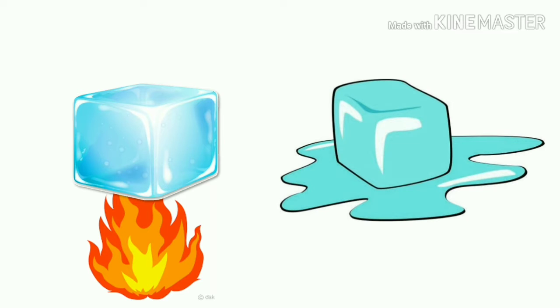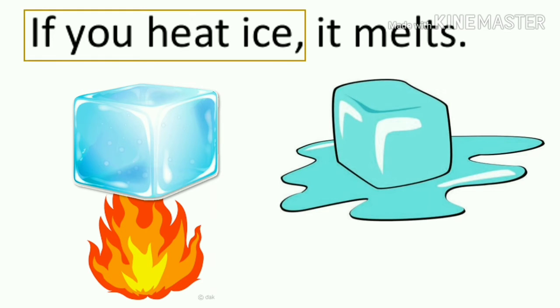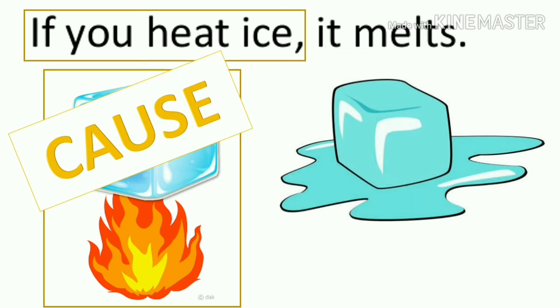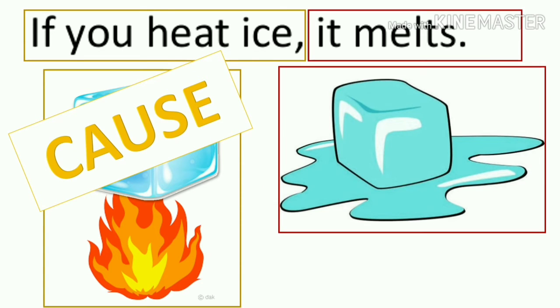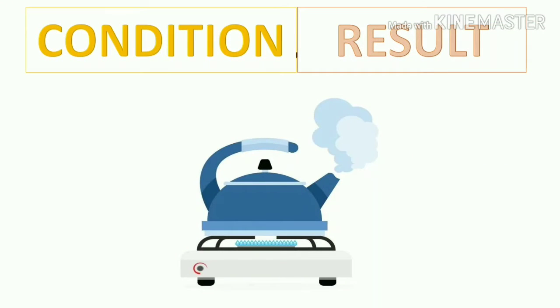Okay, let's start by looking at this piece of ice and fire. Now the result. So this sentence comes like this: If you heat ice, it melts. As you can see, this sentence, if you heat ice, is the cause. And this sentence, it melts, is the result. Another sentence looks like it.